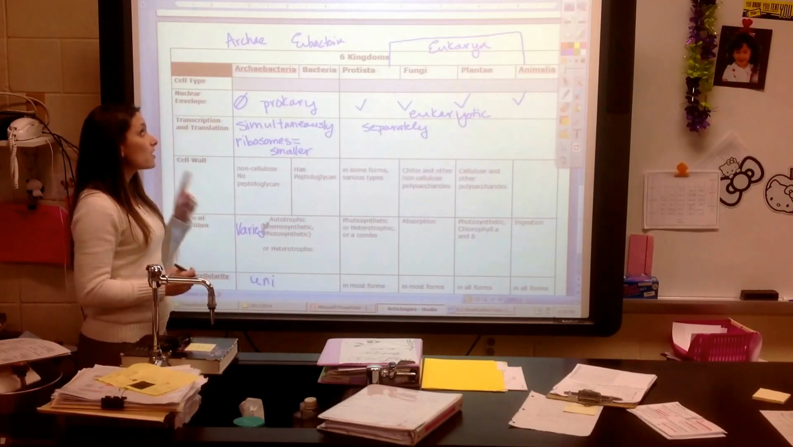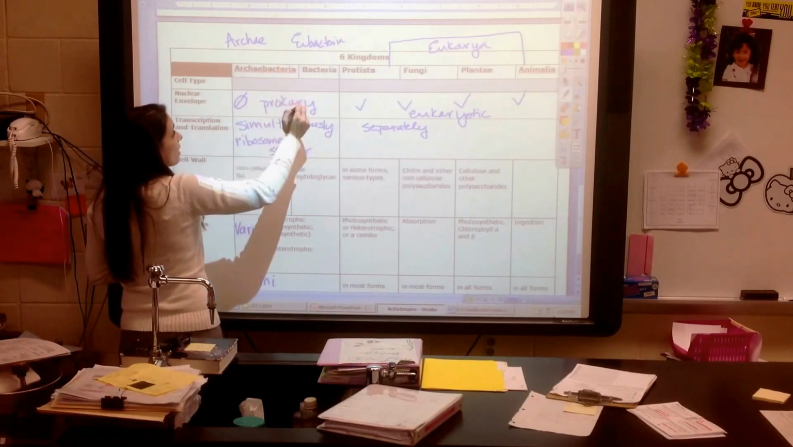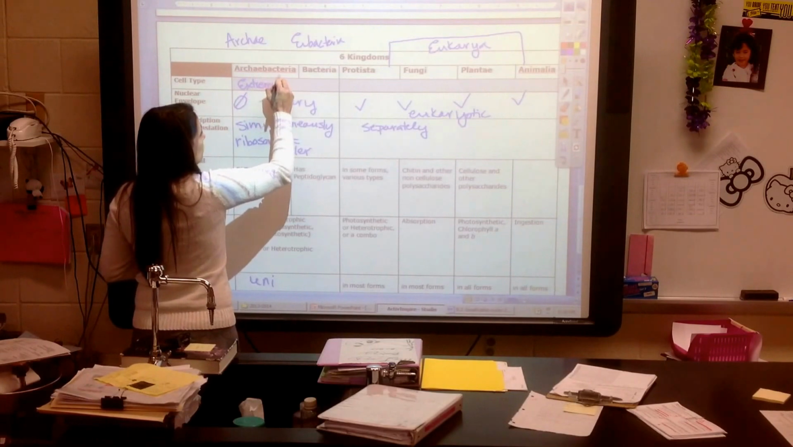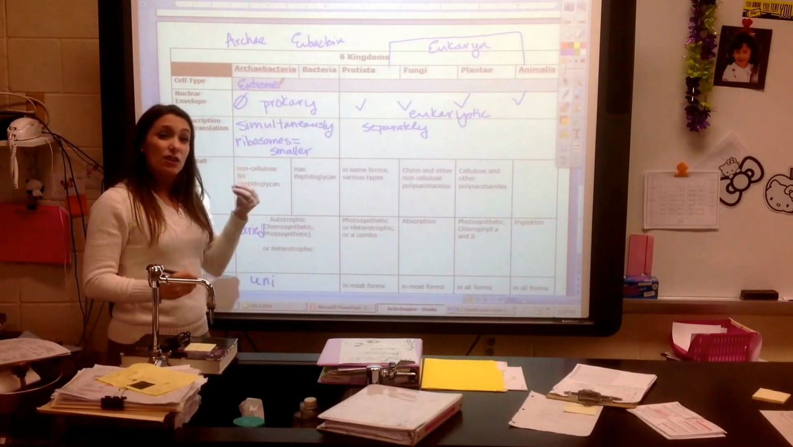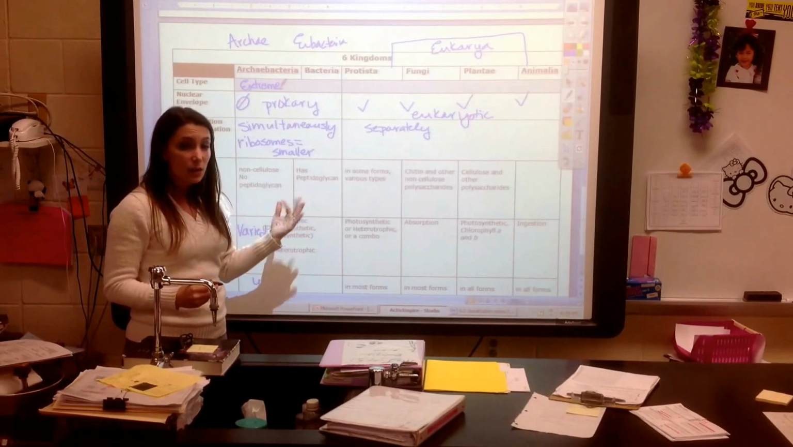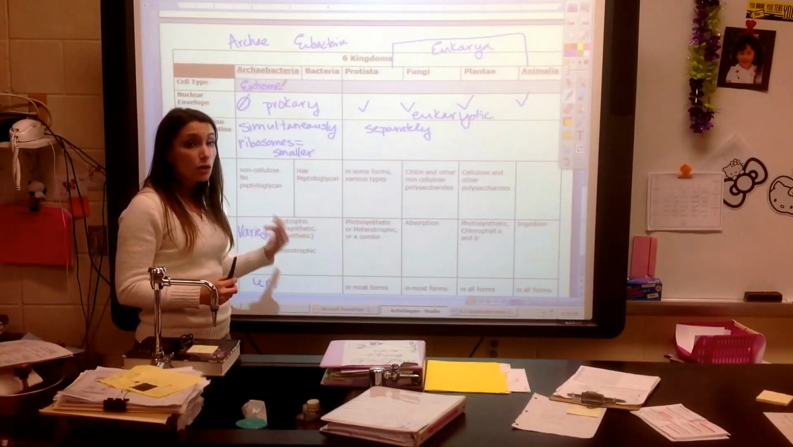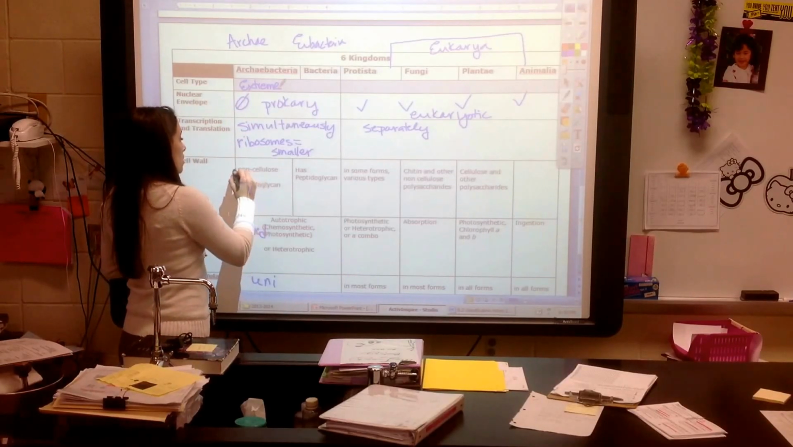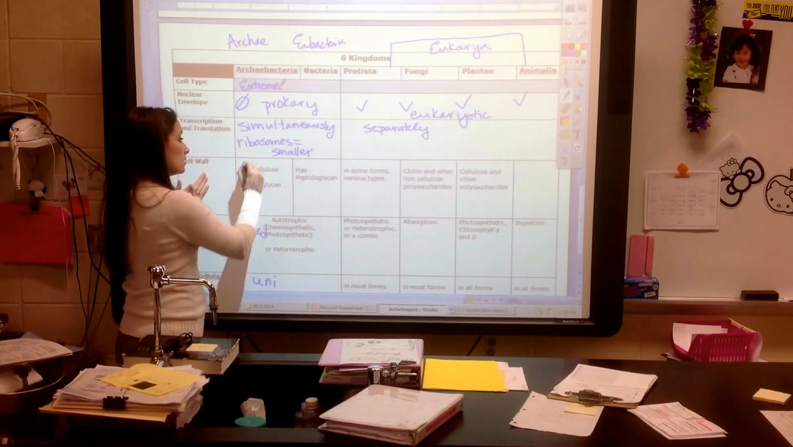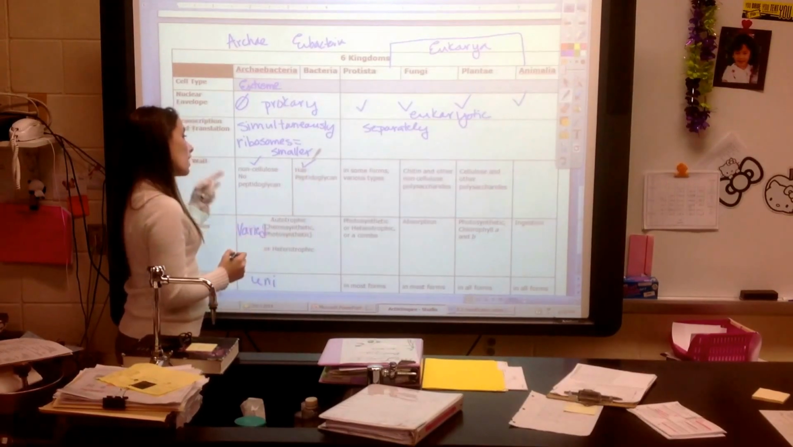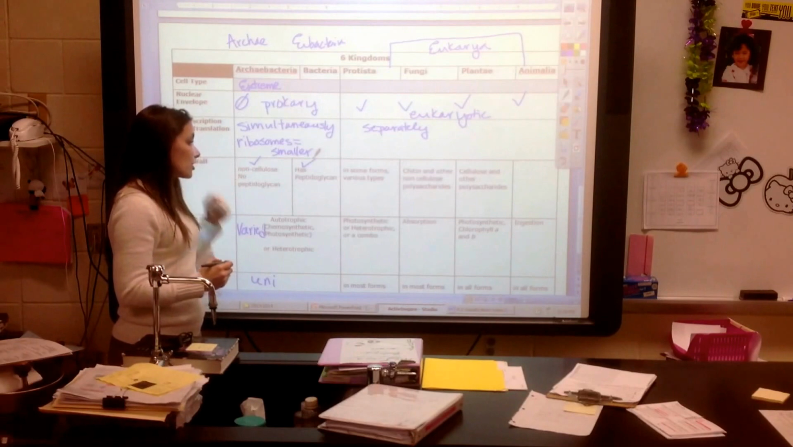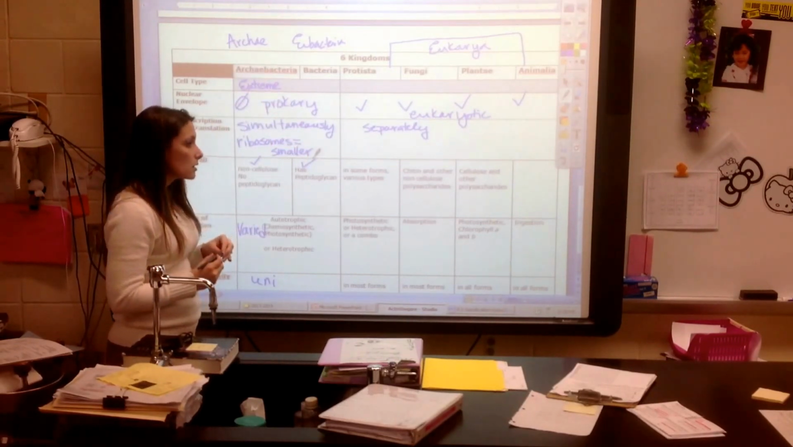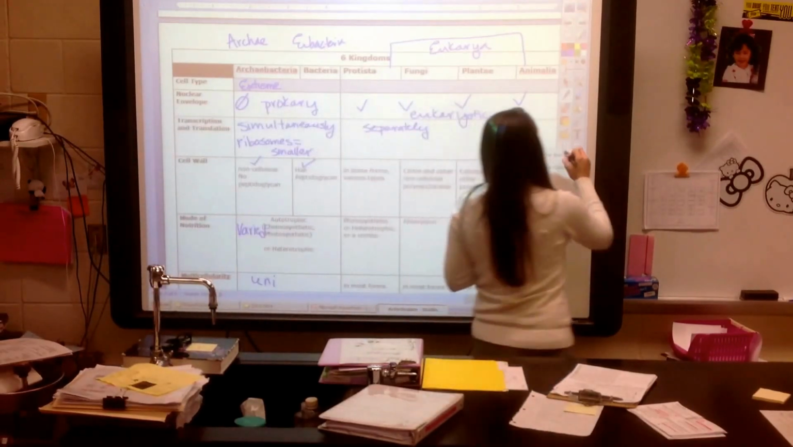But there are some very important differences. Archaea are going to be found in extreme environments. They're going to be found where it's very, very hot, where it's very, very acidic, where it's very, very cold, or very, very salty. And so those are your extreme bacteria. Their cell wall, they do have one, but it's not made of cellulose nor peptidoglycan, versus eubacteria have peptidoglycan cell walls.